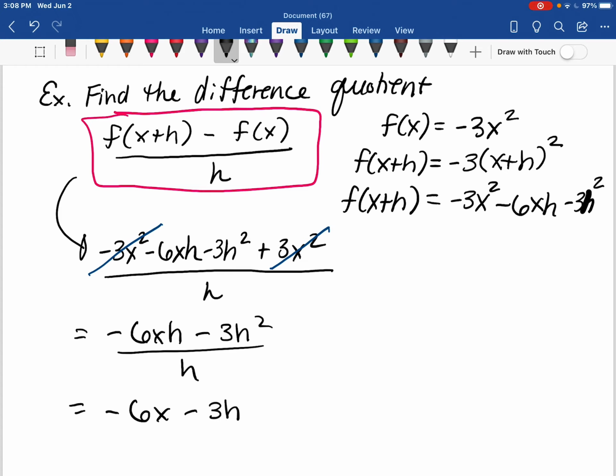Then the last thing I can do is factor an h from the top and cancel it with the h in the denominator. So I'm left with negative 6x minus 3h. And this is as simplified as you can get unless you have a value for x or h that you can plug in. But this is as far as we can go.